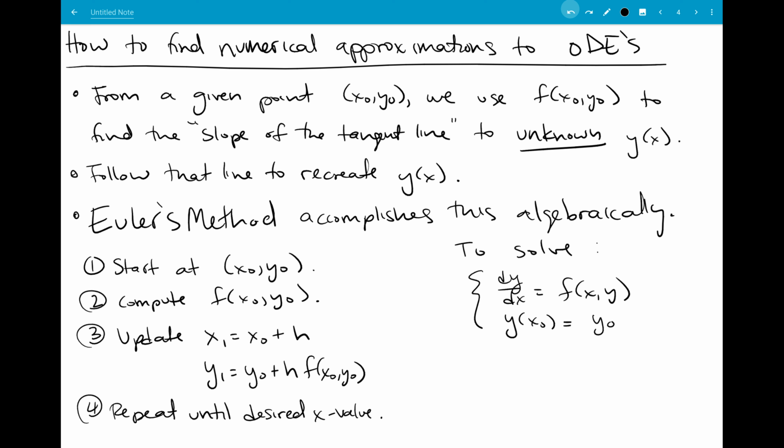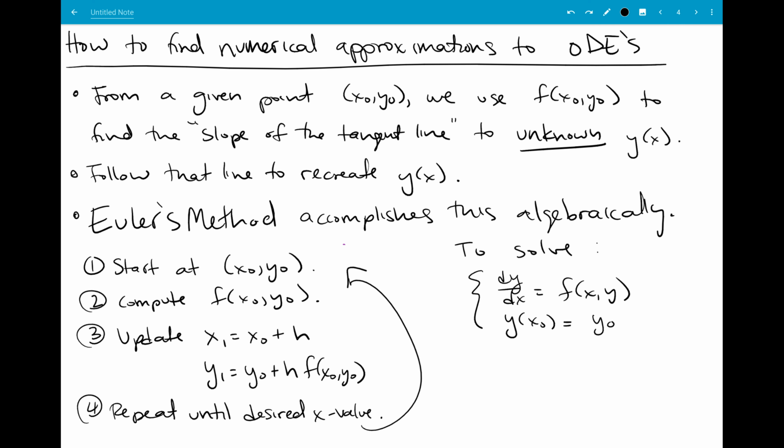So we're just going to go back to the beginning. And then in the next iteration, you would start from x1, y1, compute f of x1, y1. x2 is x1 plus h, y2 is y1 plus h times f of x1, y1, and so on. I'm going to erase all those things because they're kind of a mess.